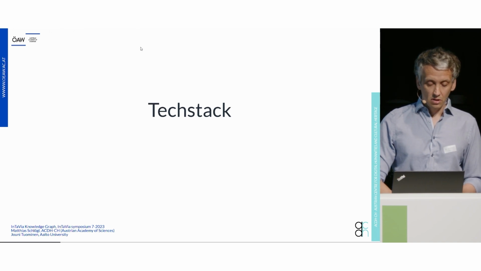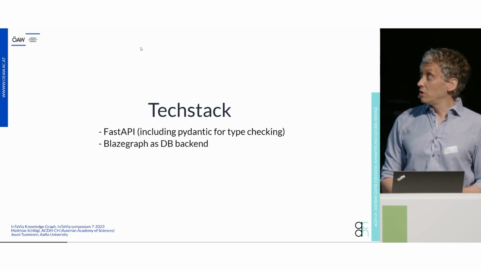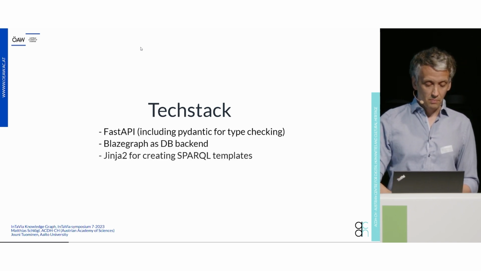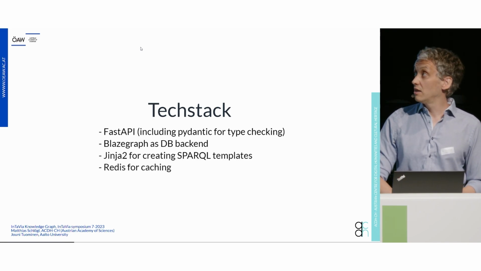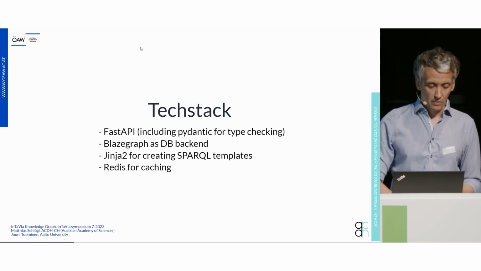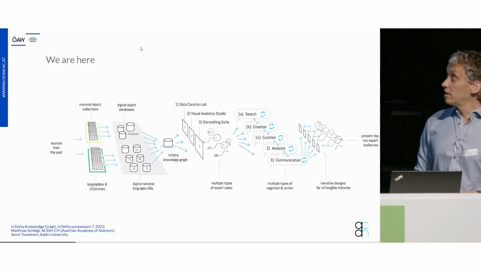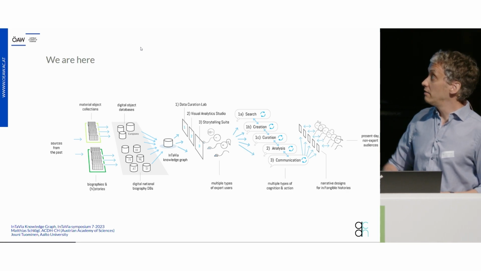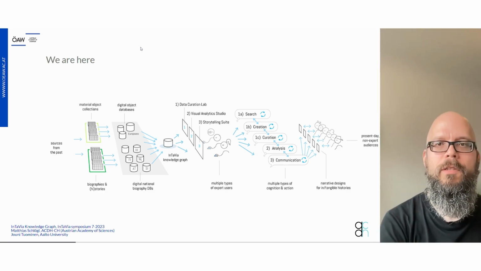The tech stack that we're using in the backend, I'm going to run quickly through that, is FastAPI, a triple store as a database backend, Jinja 2 for creating SPARQL templates, and Redis for caching, as these queries are pretty costly and at least part of them run very long. So Jouni is going to give you a quick overview on where we are in the system architecture that Eva already showed. Jouni, you're there?